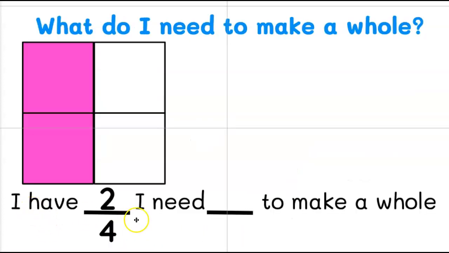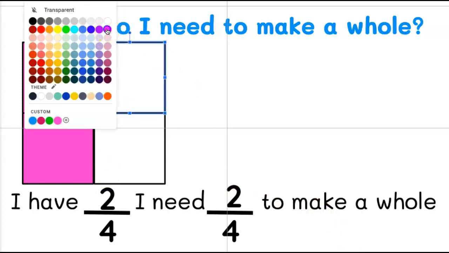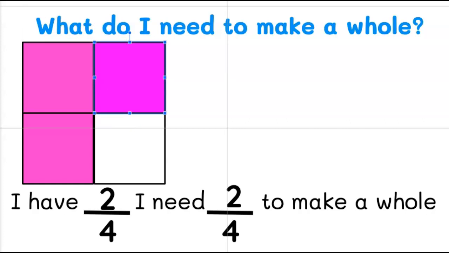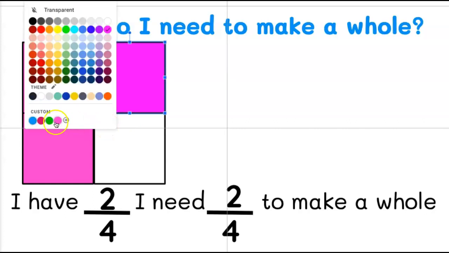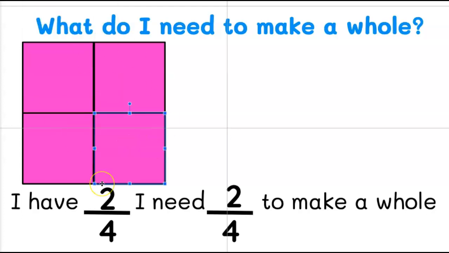Next one. I have 2/4. I need blank to make a whole. So pause now, think about what fraction more we need to make a whole. All right, so if I have 2 parts, I need the other 2 parts. So I need 2 out of 4. If I have 2/4, I need the other 2/4 to make a whole, to fill the whole thing in. So if I add 2 more, it would look like this. Now I have the whole.